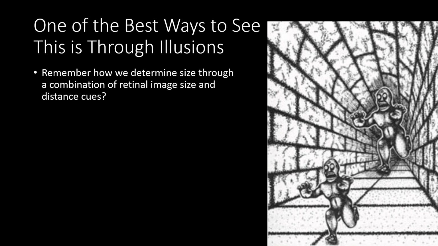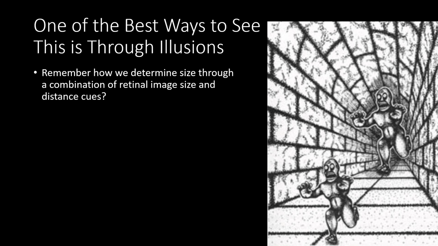One of the best ways to see these types of constancies or processes happening is through the use of illusions. So here there are two monsters, one chasing the other maybe, or both just running down the hallway, and chances are you see the monster in the back as being larger than the monster in the front. And the reason this is happening is actually the retinal image projection of both monsters is the same size. It has the same amount of space that is being occupied on the back of your retina.